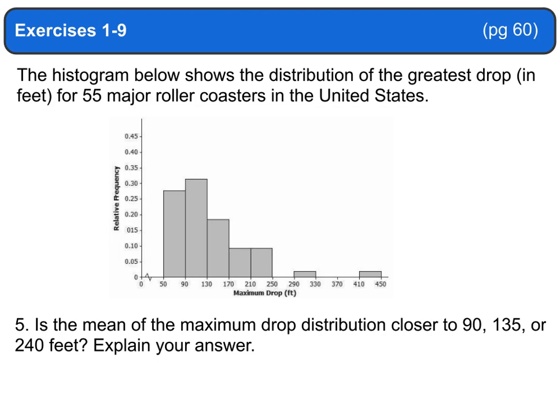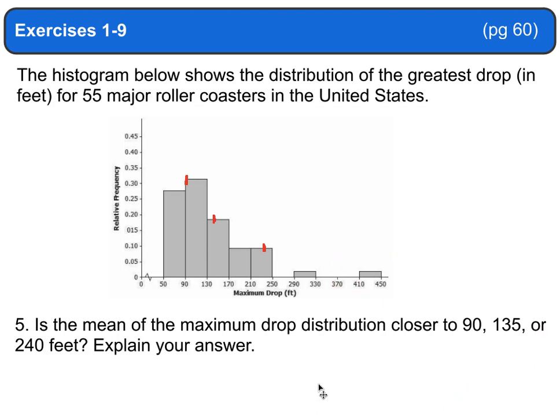In number 5, is the mean for the maximum drop distribution closer to 90, 135, or 240? Right? So if we marked them just to consider, 90, if we mark that on the graph, would be here. If we marked 135, that would be roughly here. And if we did 240, that would be roughly over here. So they want to know what would be the best average for that.